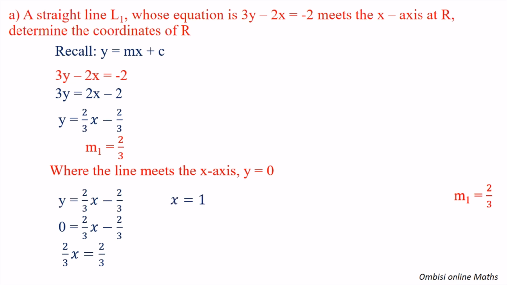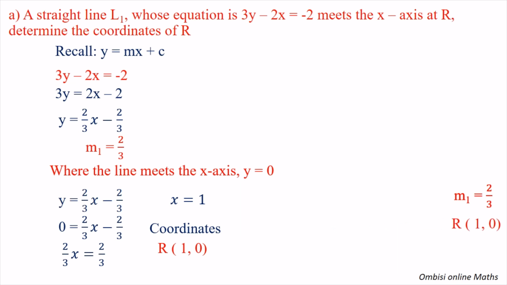So it means that the coordinates of R, where the line meets the axis, is going to be the value of x and the value of y. So the value of x is 1 and the value of y is 0. So the coordinates of the point R is (1, 0). So we'll place the coordinates of the point R aside to be used later.